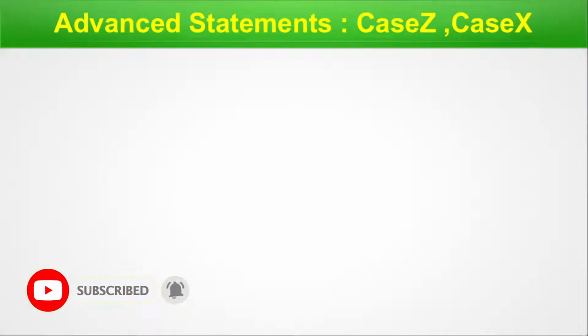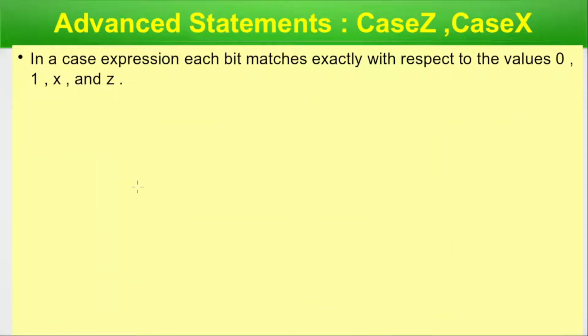Advanced statements, that is case Z and case X. In a case expression, each bit matches exactly with respect to the values 0, 1, X and Z. So this you are very much familiar with. I have re-emphasized it here because we are now talking about the case Z and case X special case statements that exist only in Verilog. You will not see such special cases or switch case in a programming language. It exists only in the hardware description language.